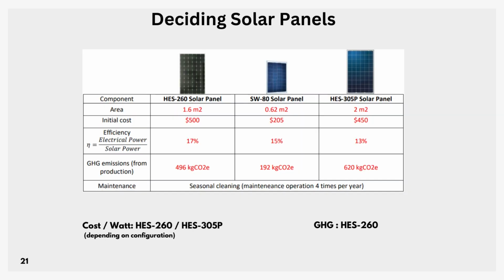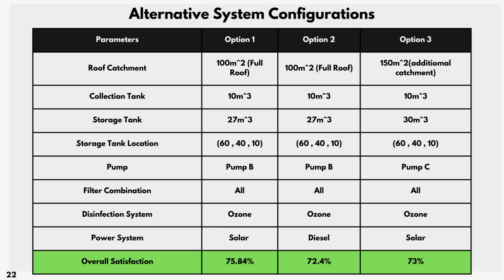The next step was to choose a solar panel. We found out that HES260 was a better panel as it was affordable and provided the optimal amount of energy that our system required. As mentioned earlier, we used a spreadsheet to model our system, where we tried different alternatives. Here are the top 3 alternatives that we found. The satisfaction was found by fine-tuning different parameters within the configurations. As can be seen, option 1 is the highest, and as a result, this was our final system.